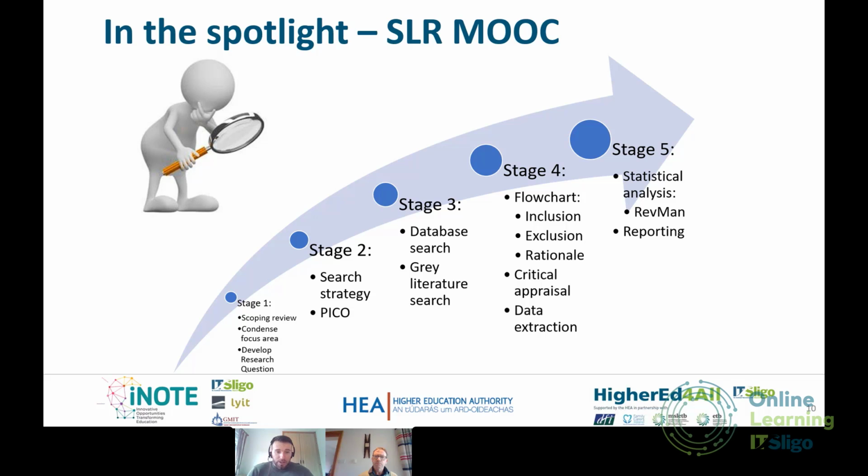This is usually done in the form of a table. So you're just giving your information, such as the aim of the study, the methodology, participants, results, limitations, all that sort of stuff usually goes into a data extraction table. And finally, on the MOOC we will have a little slot for doing your statistical analysis and reporting your findings.